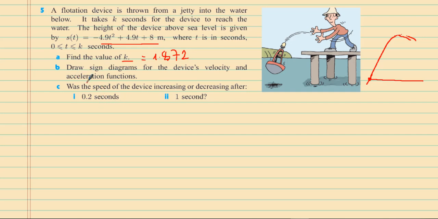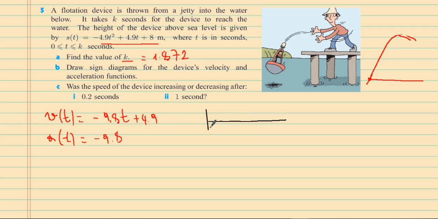Draw a sign diagram for the device's velocity and acceleration functions. So let's find the velocity. The velocity function will be minus 9.8t plus 4.9, and for the acceleration we have only negative 9.8. So if you draw the sign diagram, for the velocity we start from 0, and the halfway point is 1.2, and it doesn't go to infinity, it stops when it reaches the water, at time 1.872.